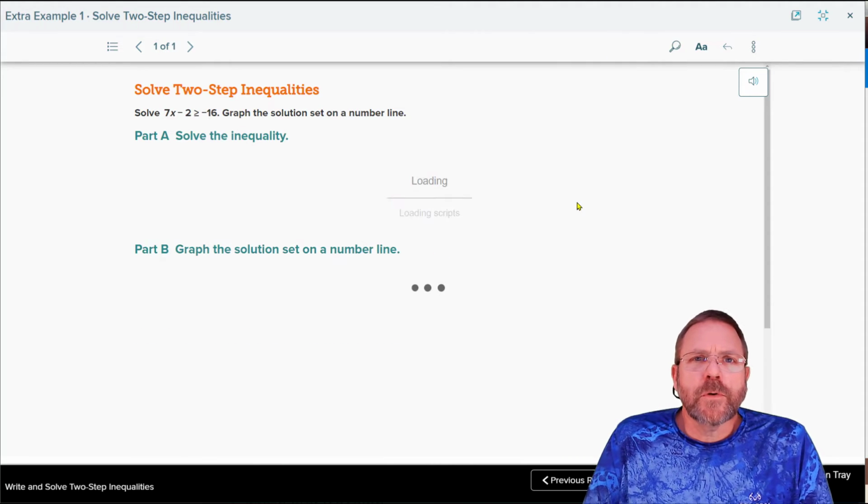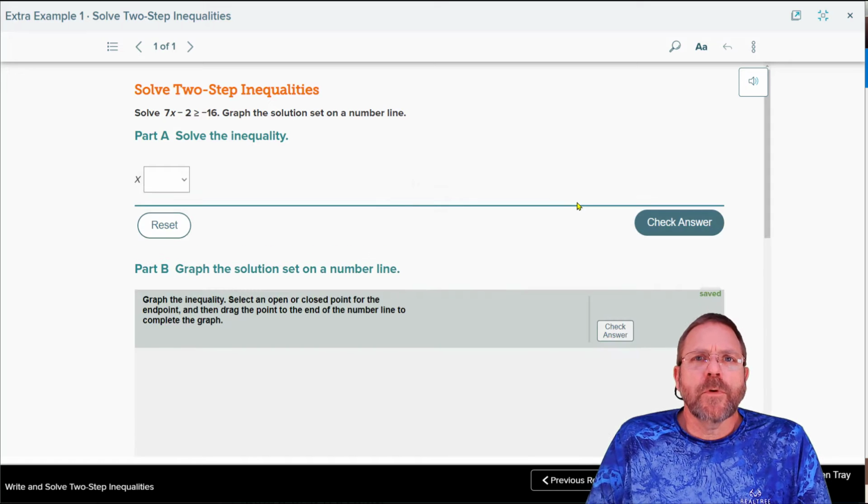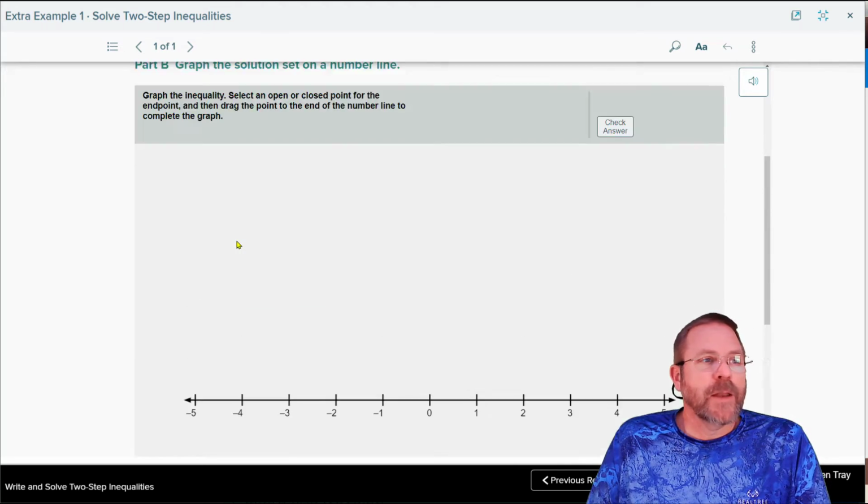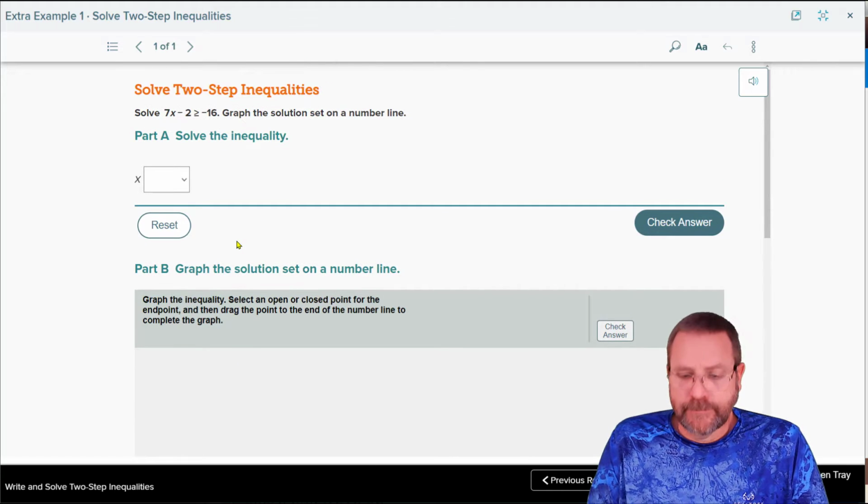Now it's going to be your turn. Work extra example number 1 on your own on a sheet of paper. Check your answer and graph it to make sure everything's good.